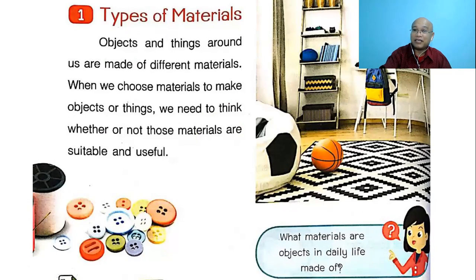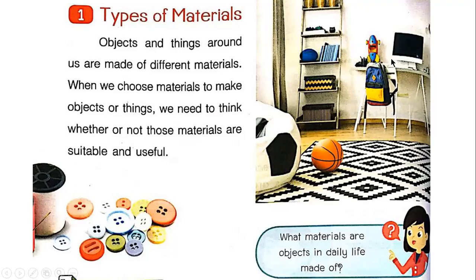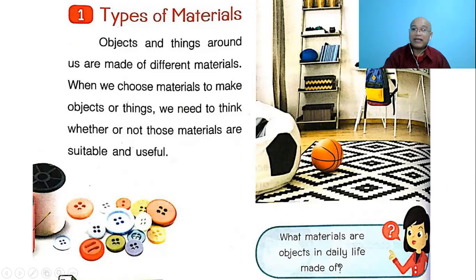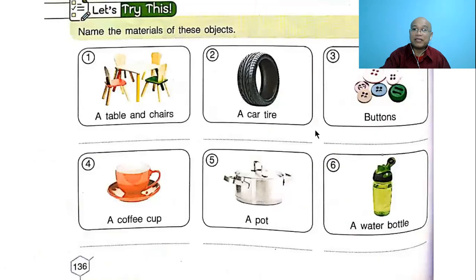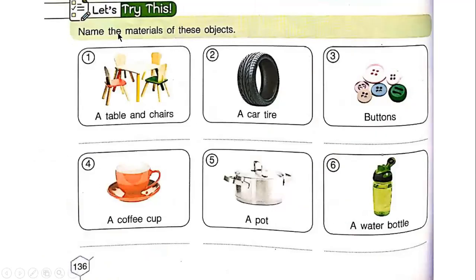Now you can see in your picture several kinds of things like a ball, bags, chair, computer, books, shelf, and here you see some buttons and some threads. So what materials are these objects in daily life made of? All right. And so, I want you to try this. Name the materials of these objects.